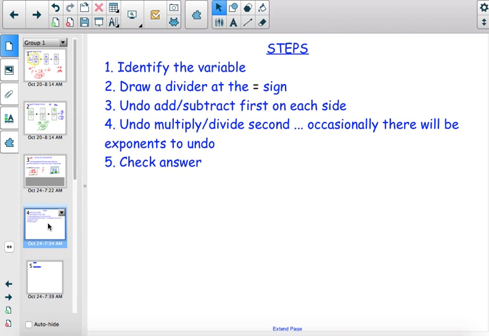Oh, I graded some checkpoints. I should probably pass this back. If we have time to work on this, if you guys need help, let me know.